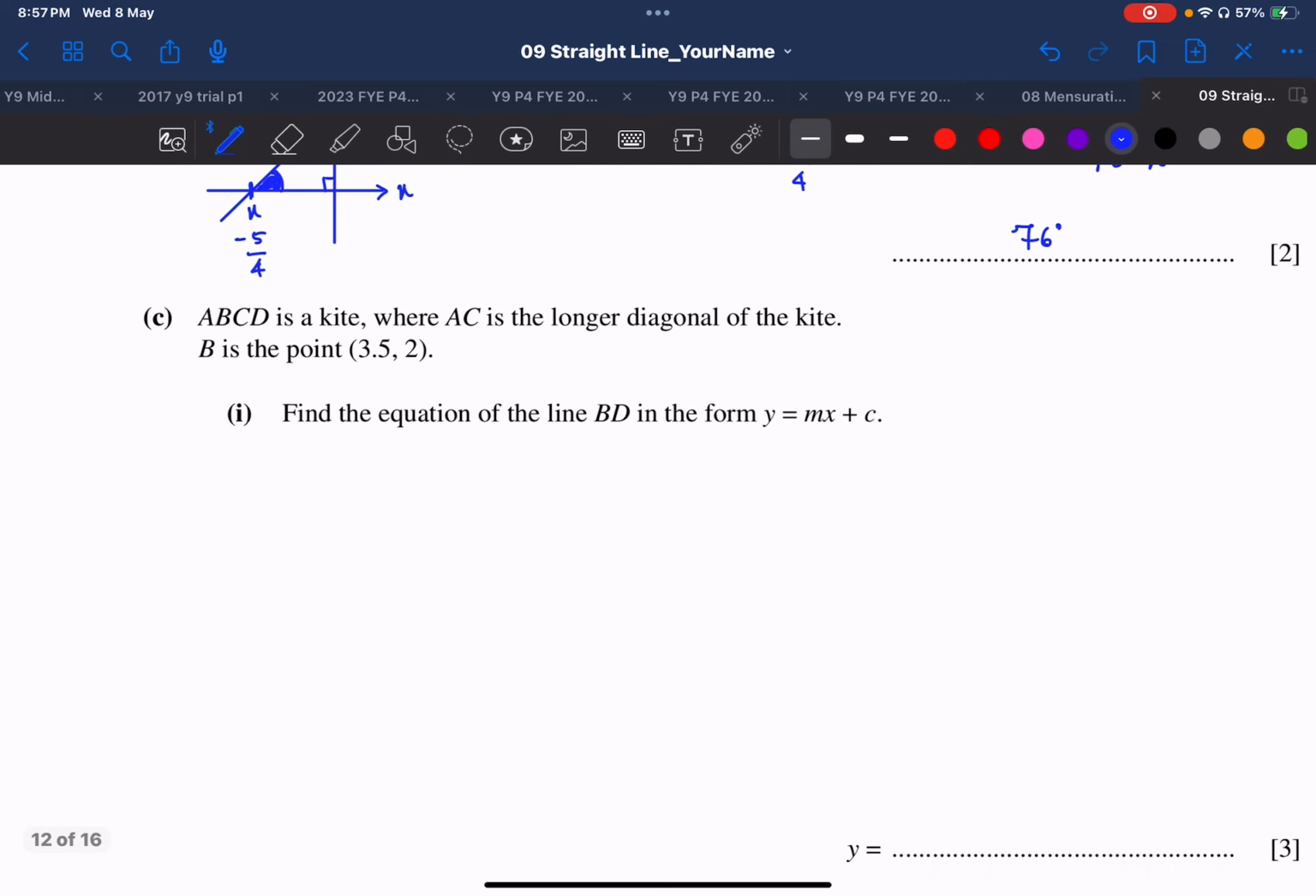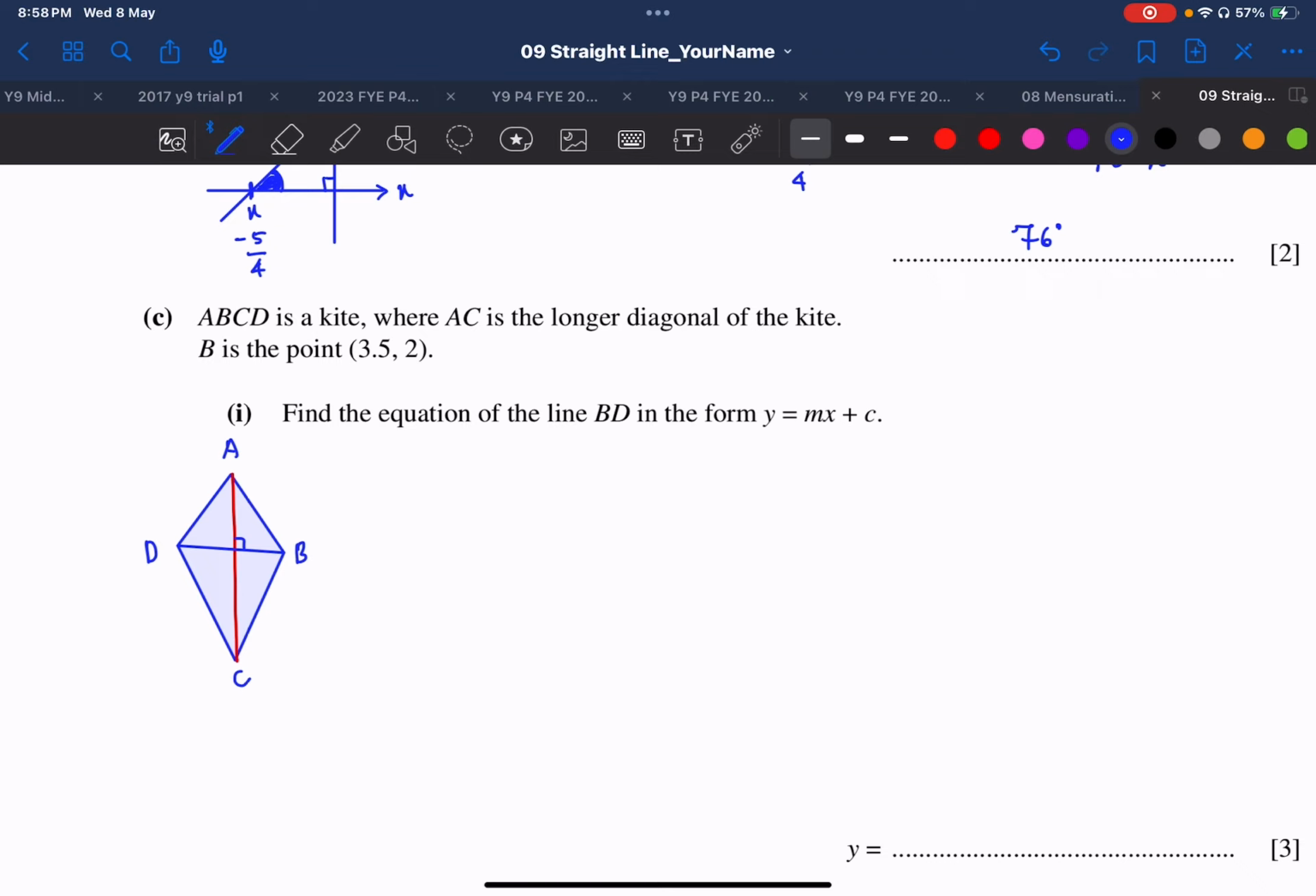Okay, next question, C. ABCD is a kite where AC is the long diagonal of the kite. Let's draw a kite. Okay, wait a minute. This is a kite. Okay, AC is this diagonal which has the highest, longest line. So this is A and this is C. So B and D is right over here. So as you know, the two diagonals meet at the midpoint of BD. So I'm going to write in the coordinates for each.